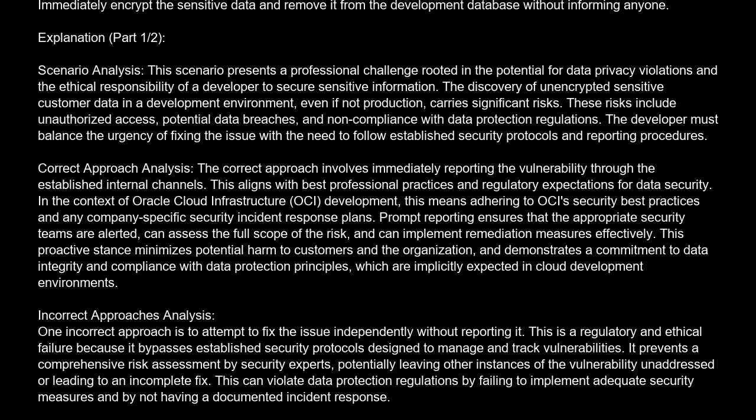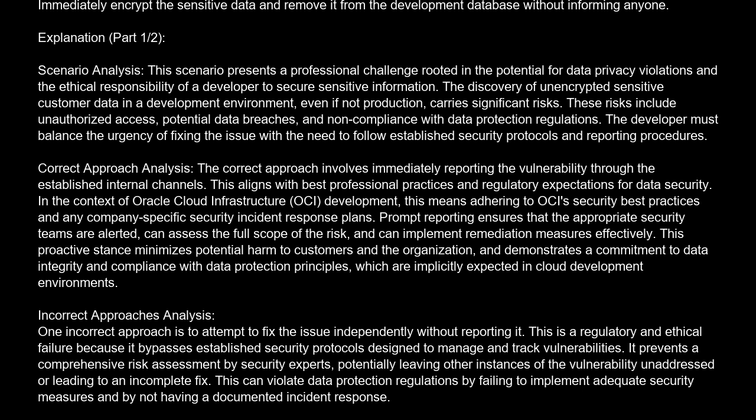This proactive stance minimizes potential harm to customers and the organization and demonstrates a commitment to data integrity and compliance with data protection principles, which are implicitly expected in cloud development environments. Incorrect approaches analysis. One incorrect approach is to attempt to fix the issue independently without reporting it. This is a regulatory and ethical failure because it bypasses established security protocols designed to manage and track vulnerabilities.